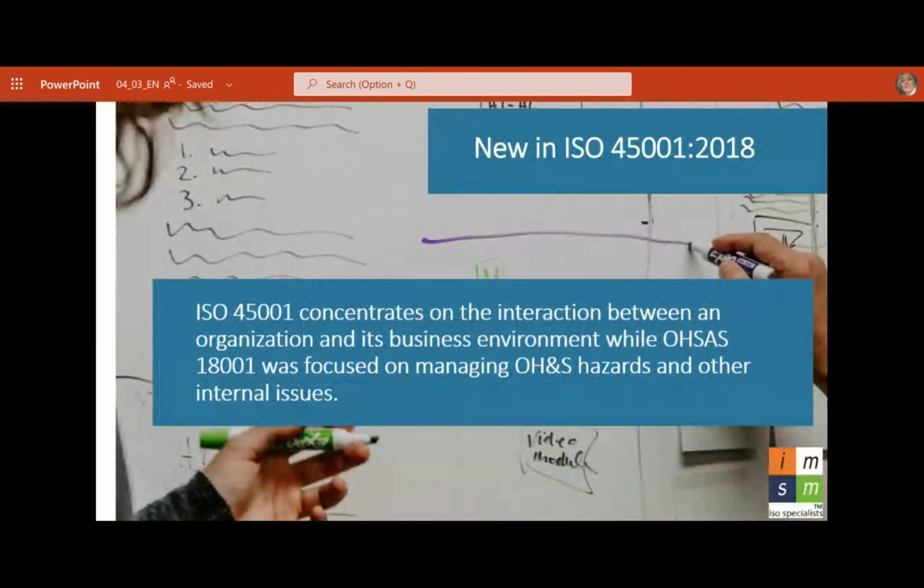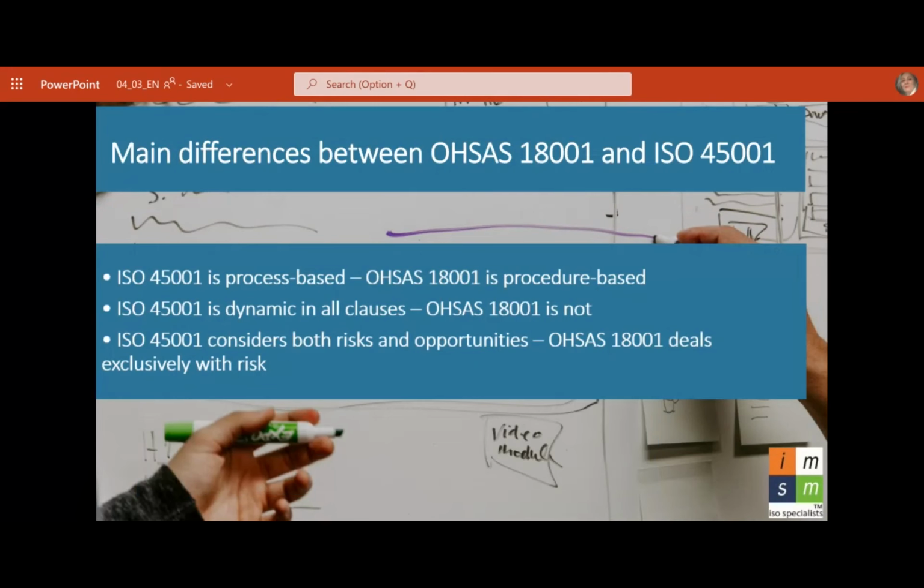Okay, so what's new in ISO 45001? ISO 45001 concentrates on the interaction between an organization and its business environment, while OHSAS 18001 was focused on managing OH&S hazards and other internal issues. So here we go with your further details and differences between ISO and OHSAS.